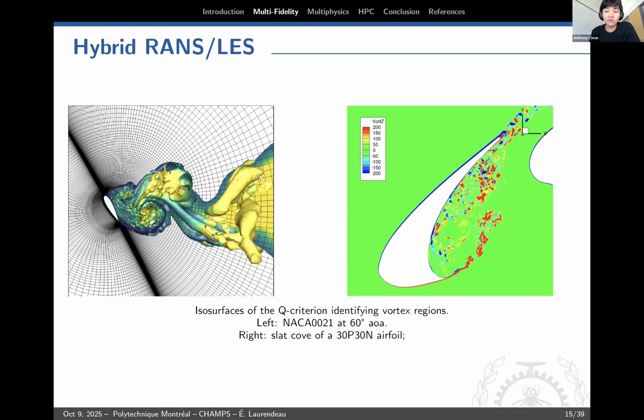Next up, we have a slightly higher fidelity model, which is a hybrid between the RANS and the large eddy simulation model. And so in this one, basically, we use the RANS model near the boundary layer, and then the higher fidelity large eddy simulation model in the rest of the domain. And so we can see that the LES model is capable of capturing smaller vortices and smaller structures of the flows.